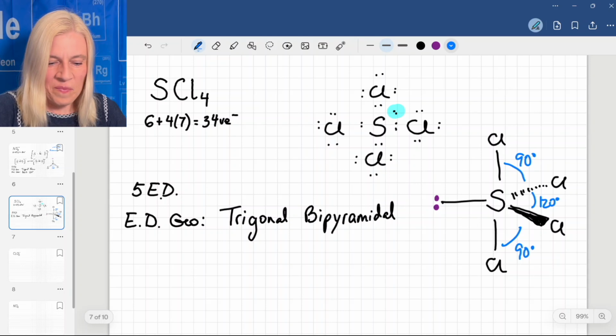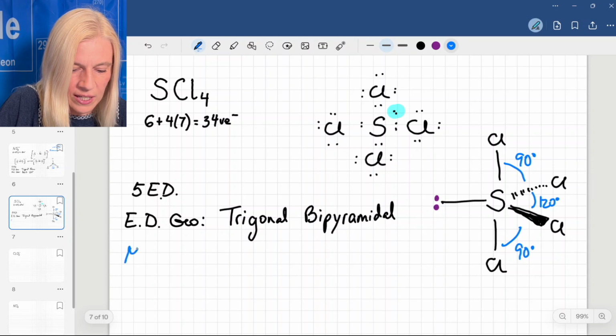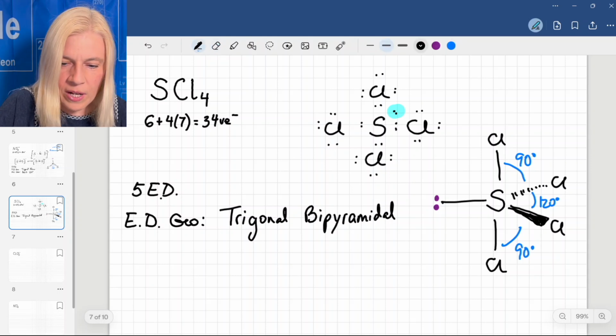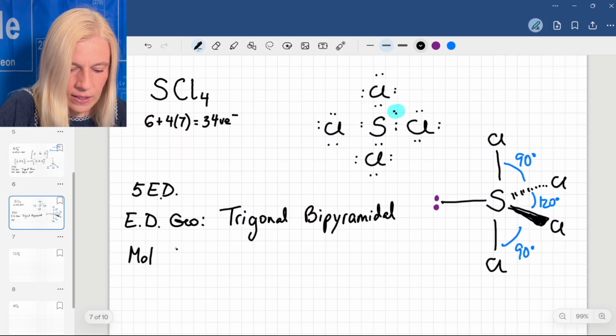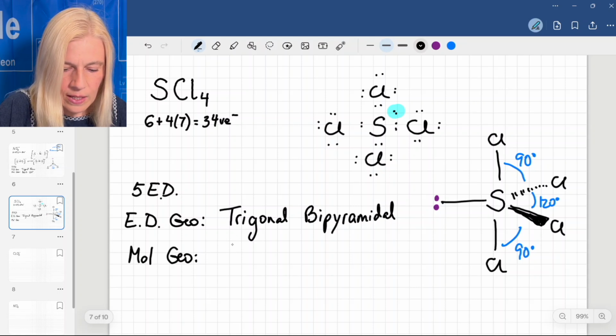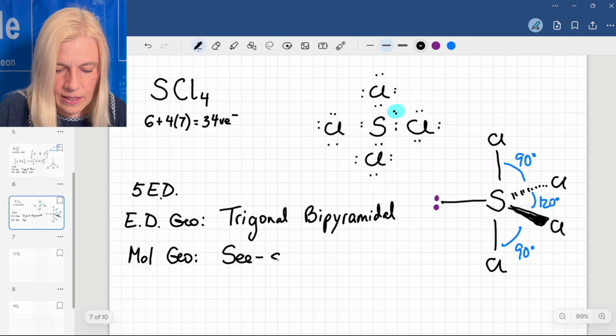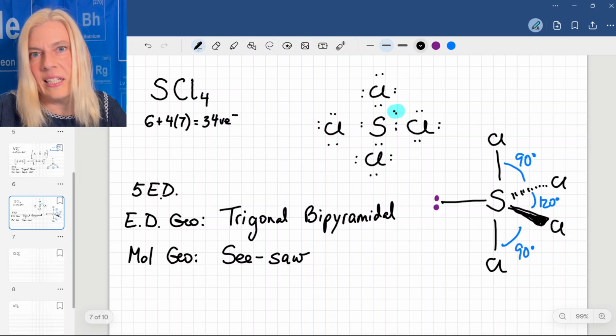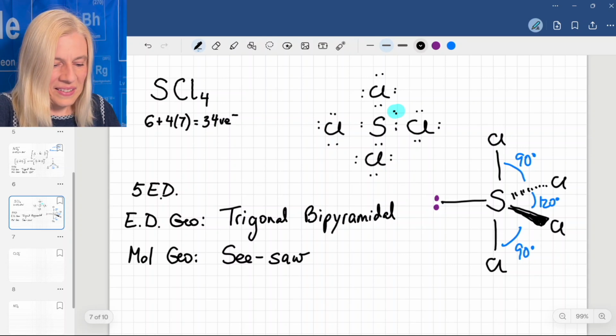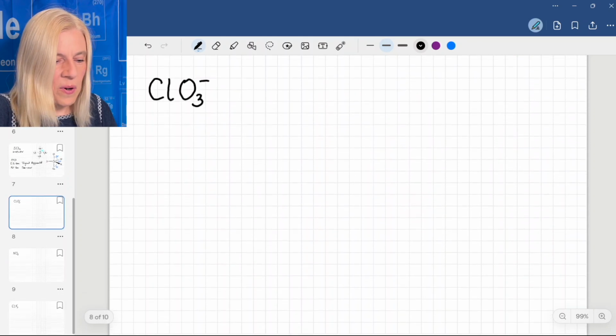Hopefully you see it. So my molecular geometry, oops, I would like a black color. So my molecular geometry is seesaw. Here we go. How is that? Let's go a little bit more.